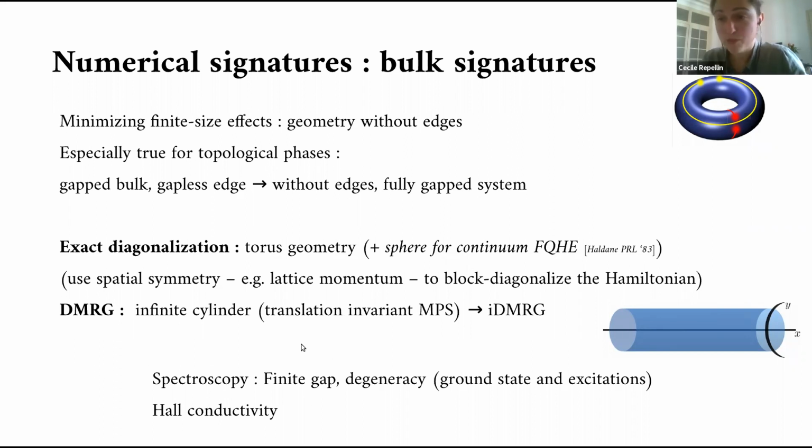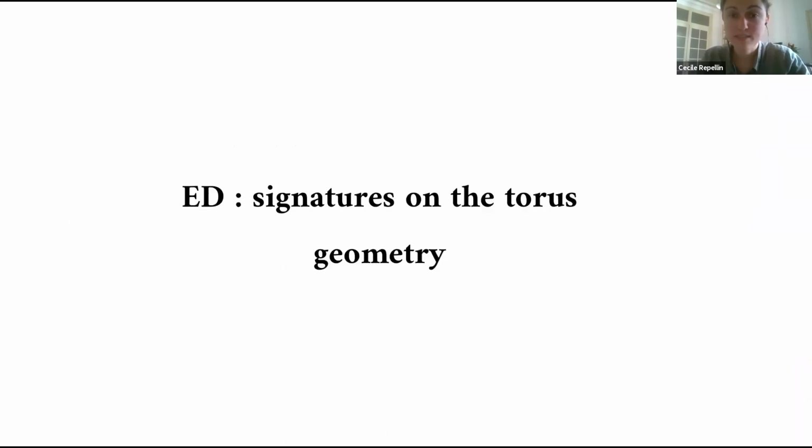And then you have other observables that you could calculate if you have obtained the many body ground states. For example, you could obtain the Hall conductivity, which is quantized in these fractional quantum Hall, fractional Chern insulator phases. So that's still very general. Now I'd like to focus for a while on exact diagonalization. And as I've said, for exact diagonalization, the most convenient when you have a lattice system is to use the torus geometry.